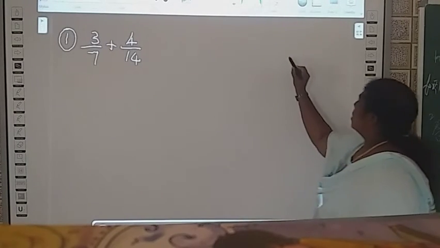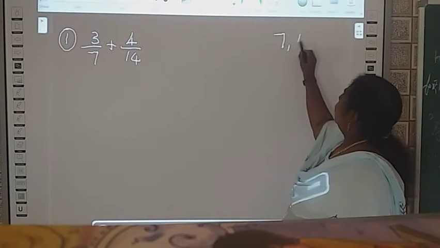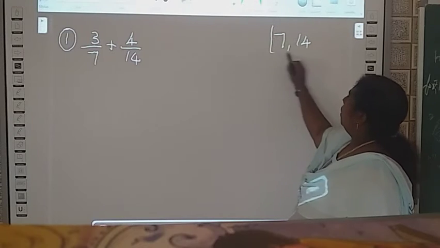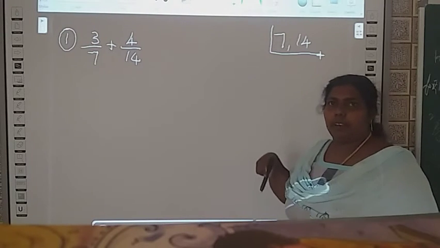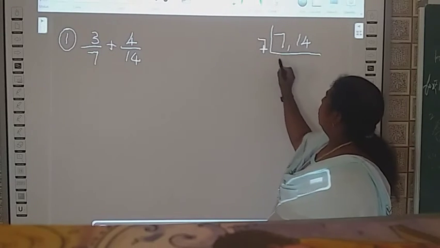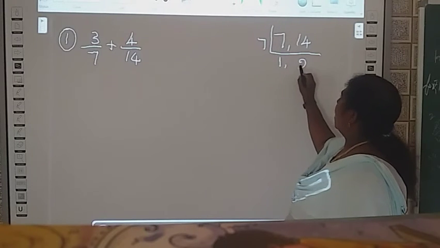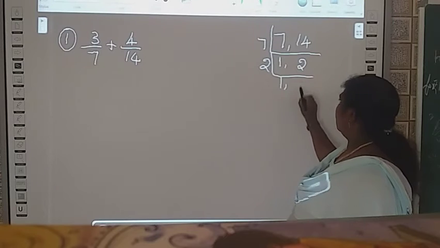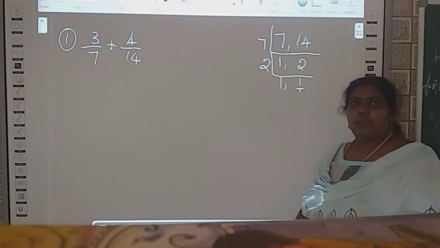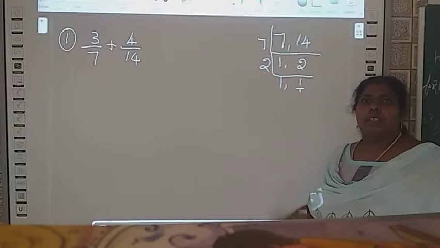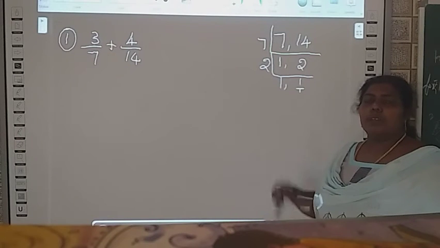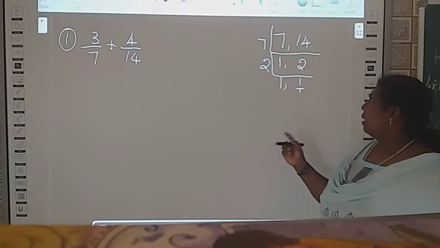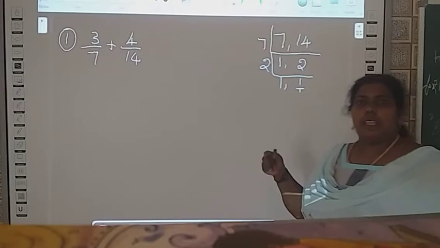Okay, 7, 14. Which table can we use? Here we can use the 7th table, right? 7 one time, here 2 times. Then again the second table: here 1 time, 2 is 2. Now do you understand how to find the LCM using the short division method? Yes.